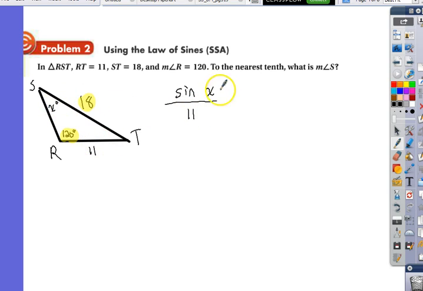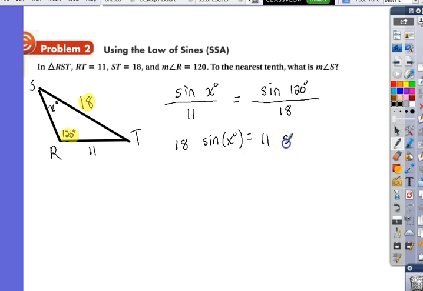Here's the angle. Here's the opposite side. The angle goes with the trig function. And then the other side would be sine. Sine always goes on top. Sine R, which is 120 degrees, over, what's the opposite side to the 120? 18. So now this is going to get a little tricky, but when I cross multiply, that's 18 sine X equals 11 sine 120.